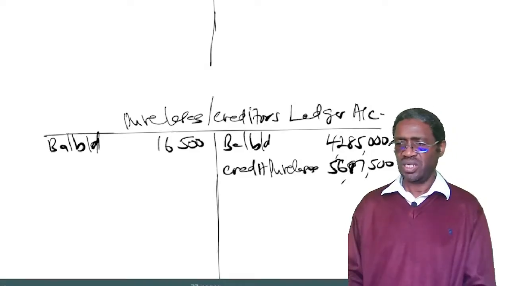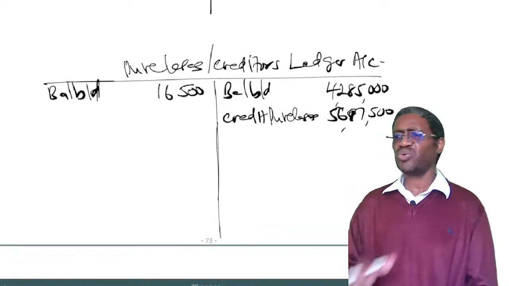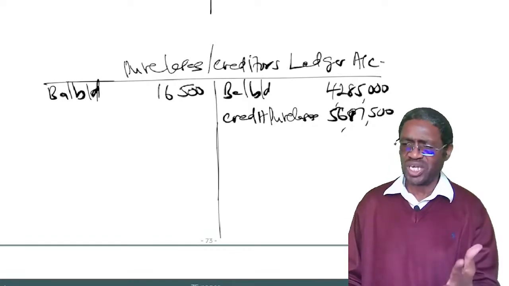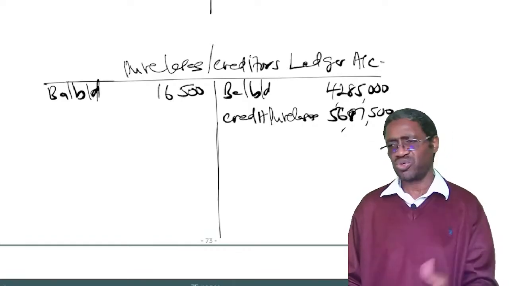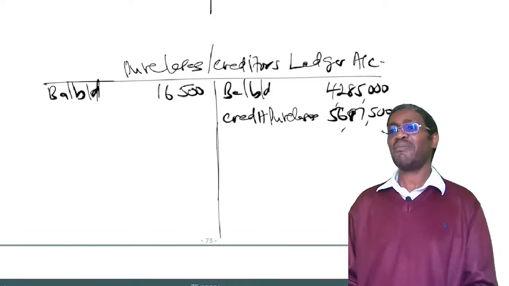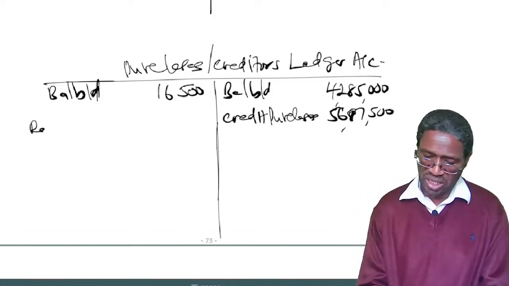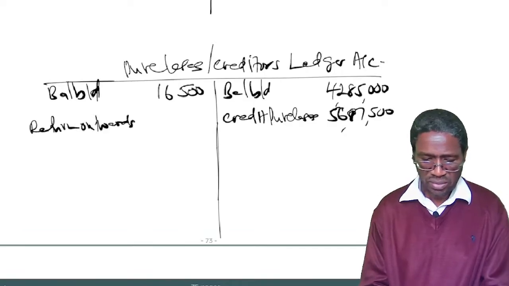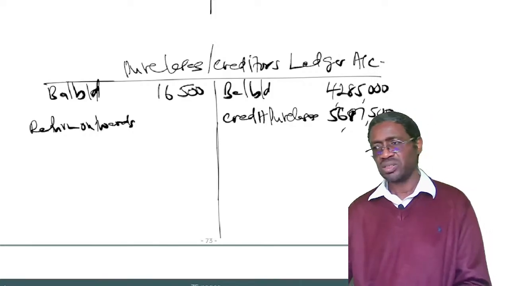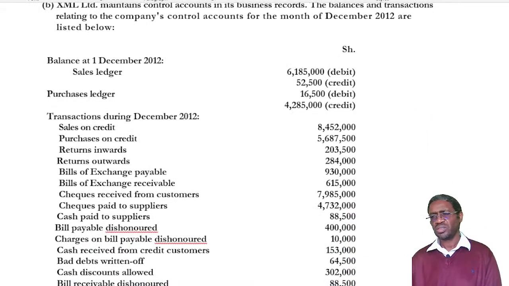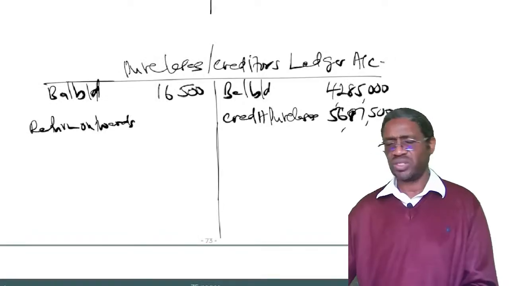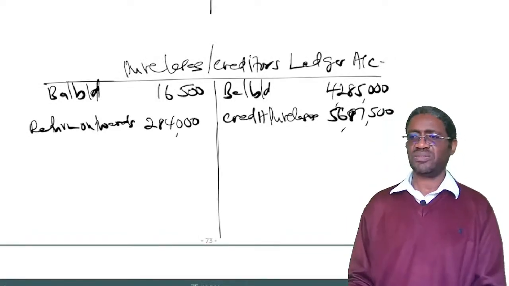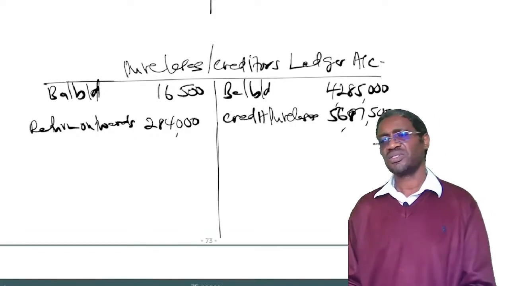You can see. When we purchased these goods on credit, we credited creditors. For whatever reason we are returning, maybe there were more than we needed or some are damaged, we were forced to return. So we come and debit. And we come and see a return outwards. By how much? 284,000. Good. Put it. 284,000. Good. Next.